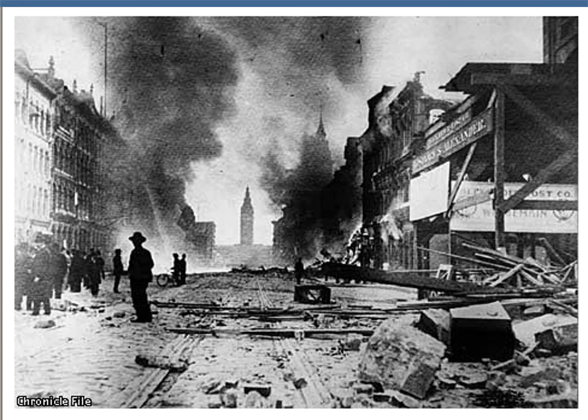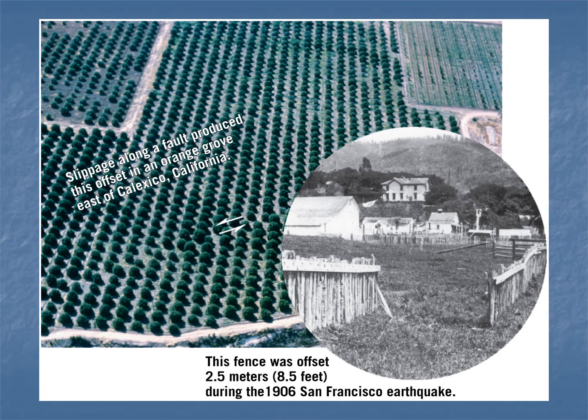Okay, so here again, another image. What do you always see? You see the fire raging out of control in the background, and you see unreinforced masonry collapsing. Oh, here they tell you, 8.5 feet. Okay, 8.5 feet of offset there on that fence. And then you see some offset in an orange grove up there as well.